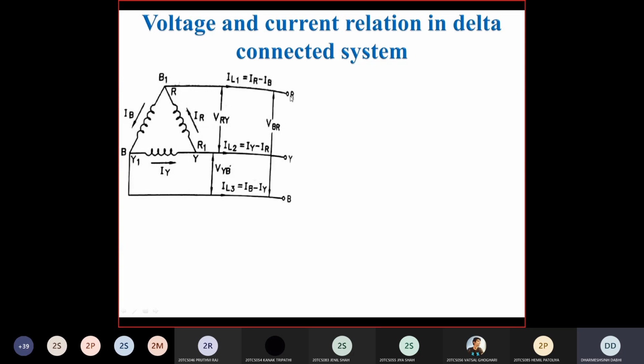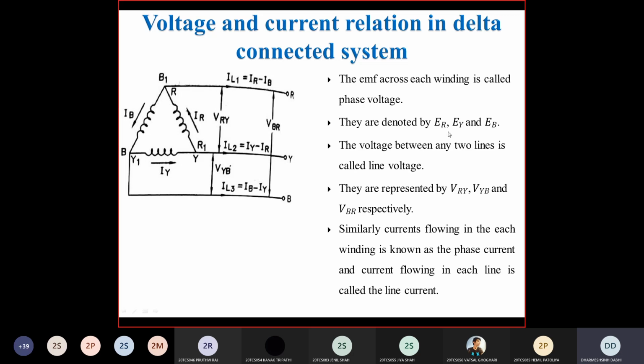Voltage between R and B phase. Clear? So it means that in the delta connected system, your line voltage is equal to phase voltage, exactly opposite to the star connected system. Clear? So as we see, ER, EY, EB are the phase voltages. The line voltages are VRY, VYB and VBR.